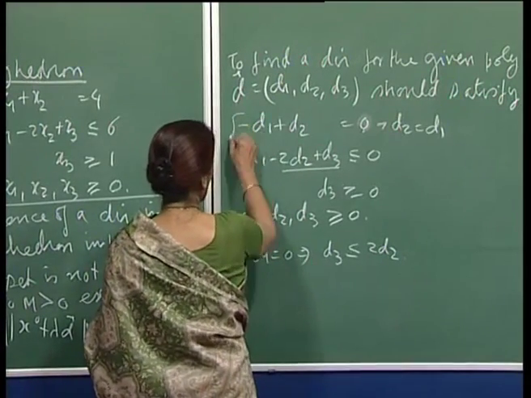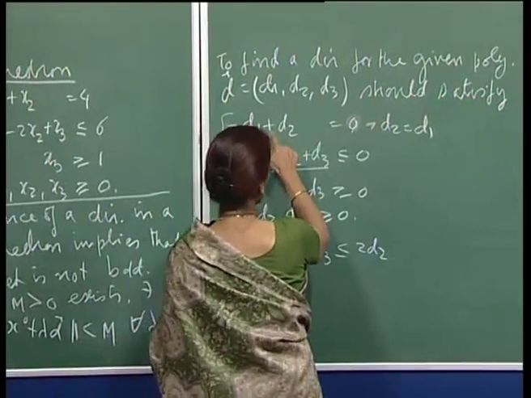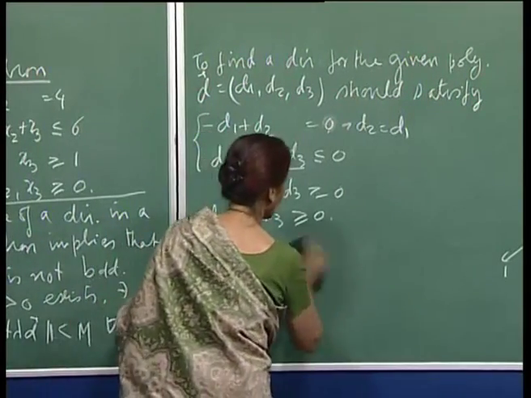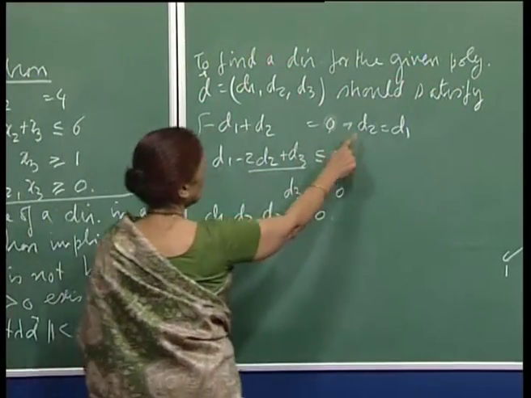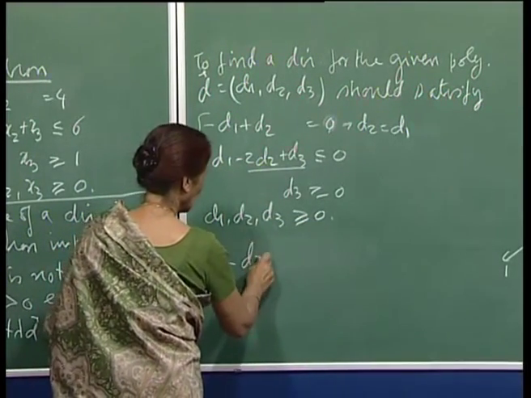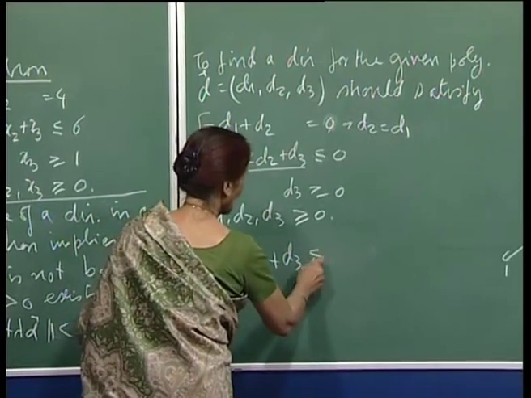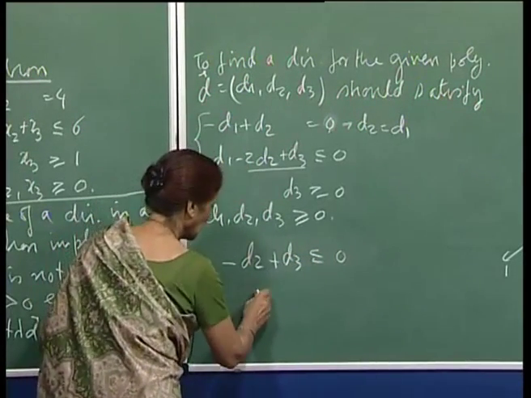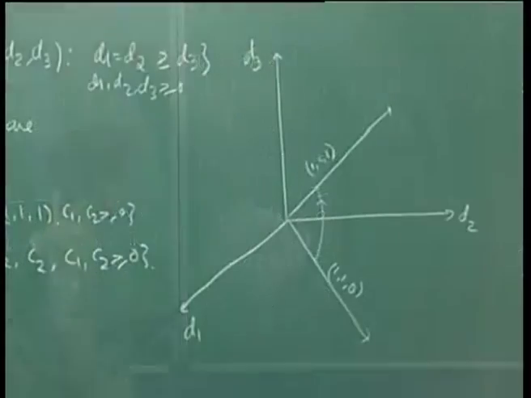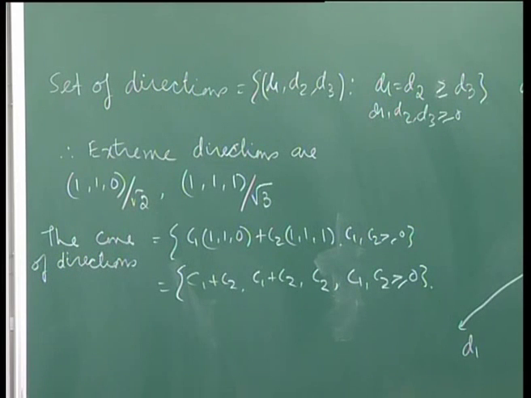Now, add these two, because this one has given me D1 is equal to D2. So, if you put D1 as D2, this gives you minus D2 plus D3 is less than or equal to 0. Okay, right. So, this implies D3 is less than or equal to D2. So, the set of directions that we have finally obtained is all D1, D2, D3, where these components are non-negative, and D1 is equal to D2, and D1 and D2 together are greater than or equal to D3.